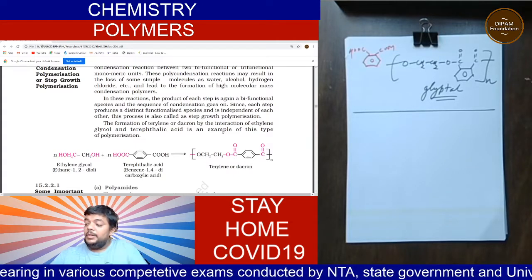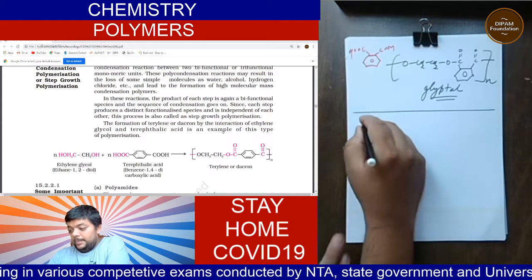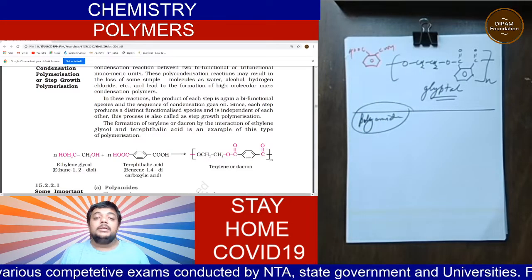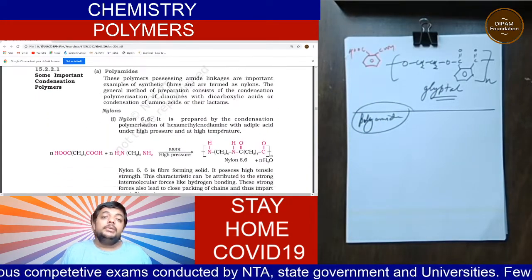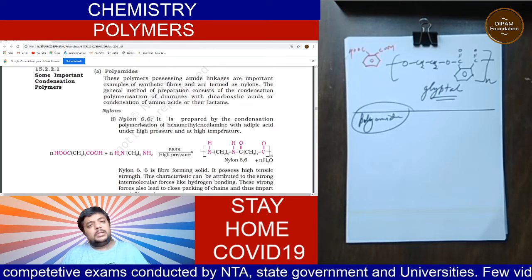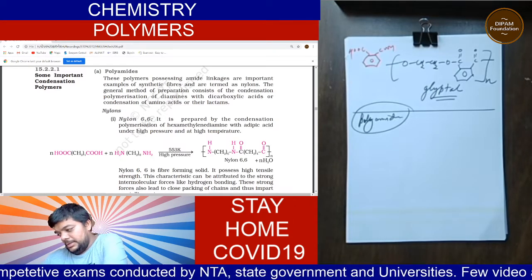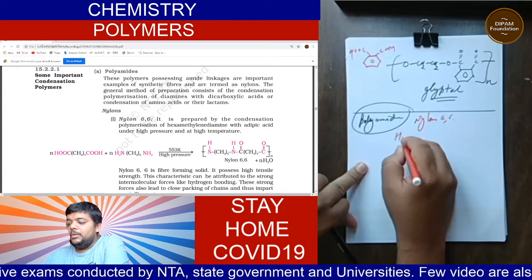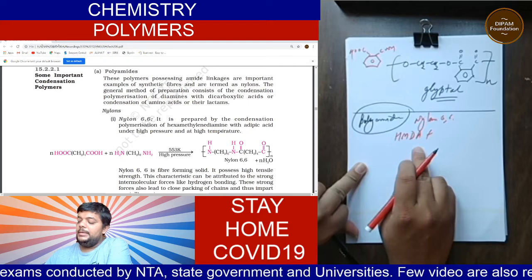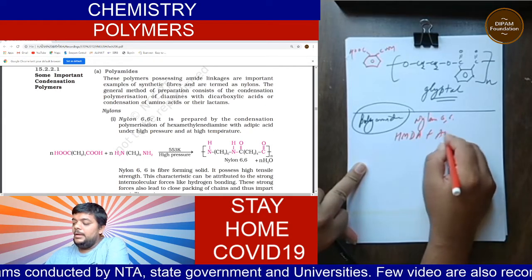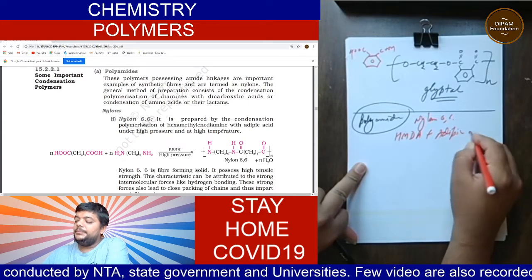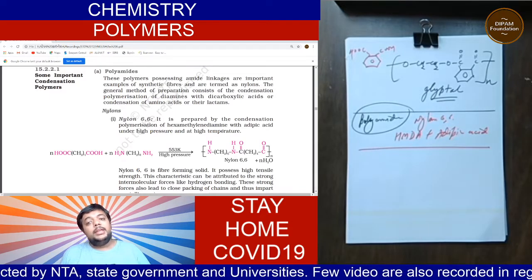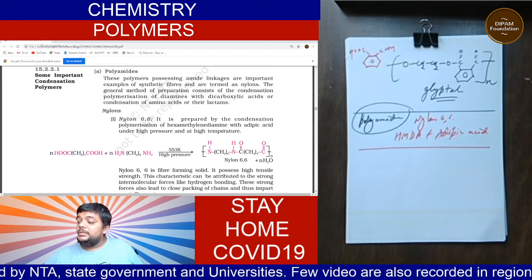So after moving from polyester, I would like to discuss polyamide with you. And when discussing polyamide, we will be doing this example, nylon 66, a very popular example. Nylon 66 is nothing but a combination of hexamethylene diamine and adipic acid. And when I combine hexamethylene diamine with adipic acid, it is called nylon 66.